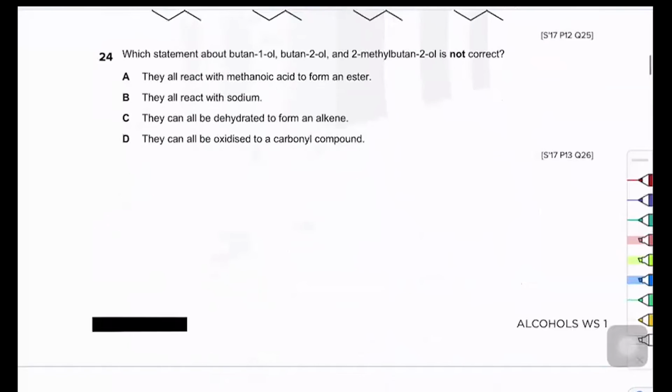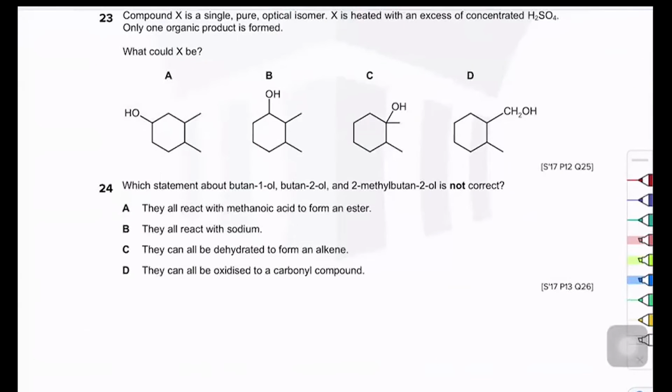This one is repeated. Which statement about butane-1-ol, butane-2-ol, and 2-methyl-butane-2-ol is not correct? Okay, one is a primary alcohol, butane-1-ol. So 1, 2, 3, 4, and there's OH. Then butane-2-ol, and 2-methyl-butane-2-ol: 1, 2, 3, 4, OH, and this is methyl as well. Okay, which option is not correct?